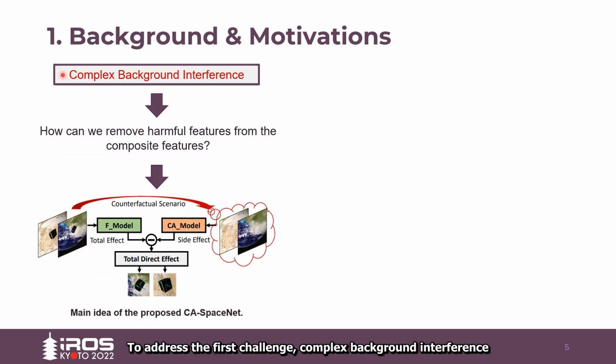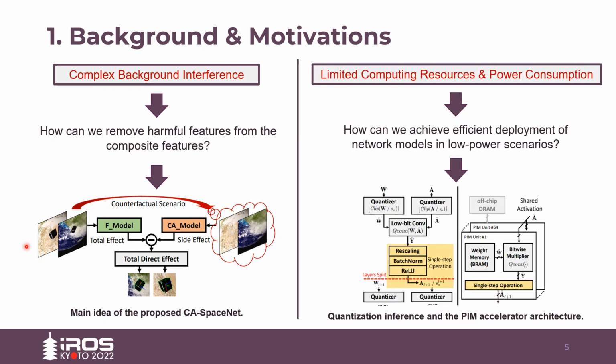To address the first challenge, complex background interference, we consider how we can remove harmful elements from the composite features. Then we propose the CA-SpaceNet to handle harmful background in aerial images. To address the second challenge, limited computing resources and power consumption, we consider how we can achieve efficient deployment of models in low-power scenarios. We carry out a low-bit quantization strategy and deploy part of the network to a processing-in-memory accelerator on FPGA.